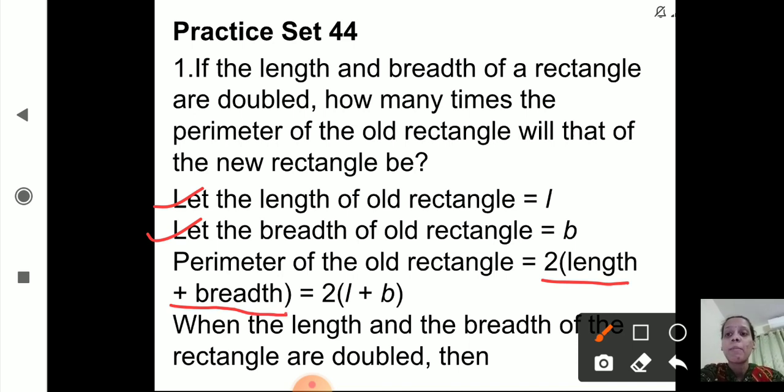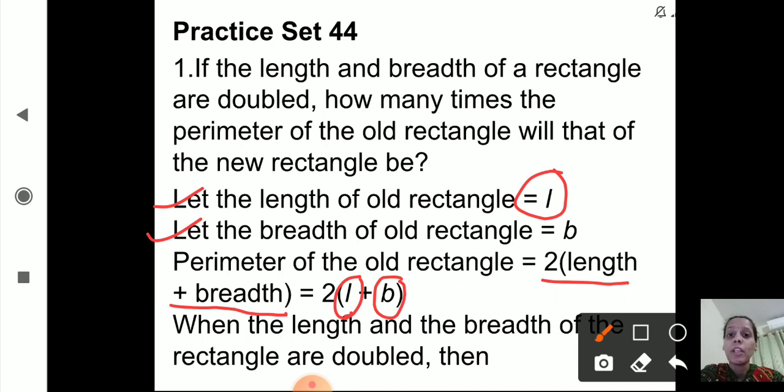So 2 multiplied by the length. The length of the old rectangle is L, and the breadth is B. So it is 2 outside the bracket, inside the bracket, L plus B. Why? Because the length of the old rectangle is L and the breadth of the old rectangle is B. So this is the perimeter of the old rectangle.